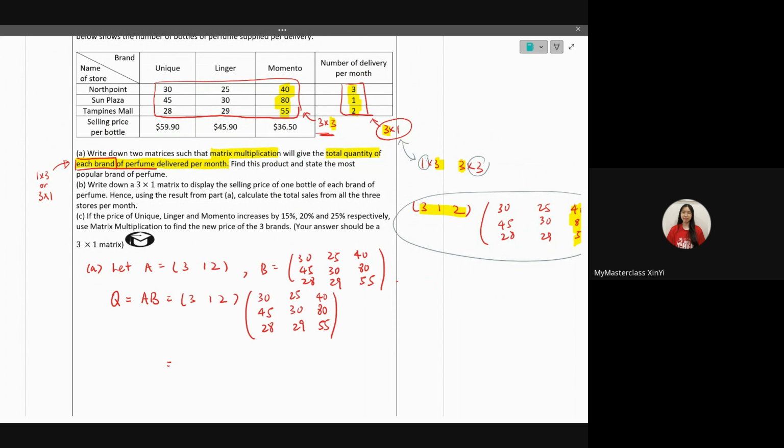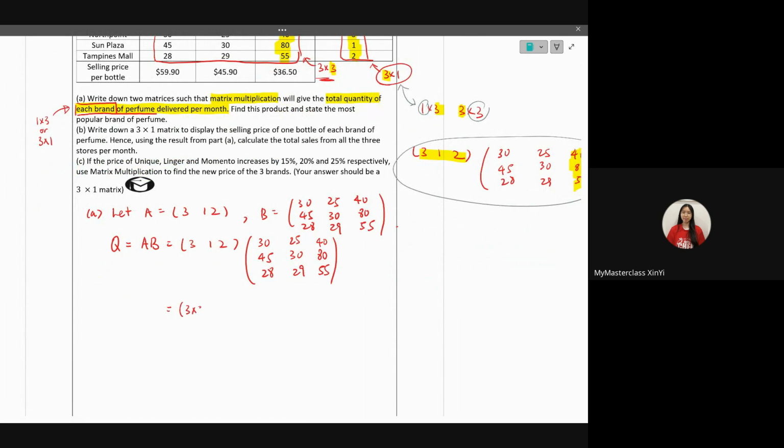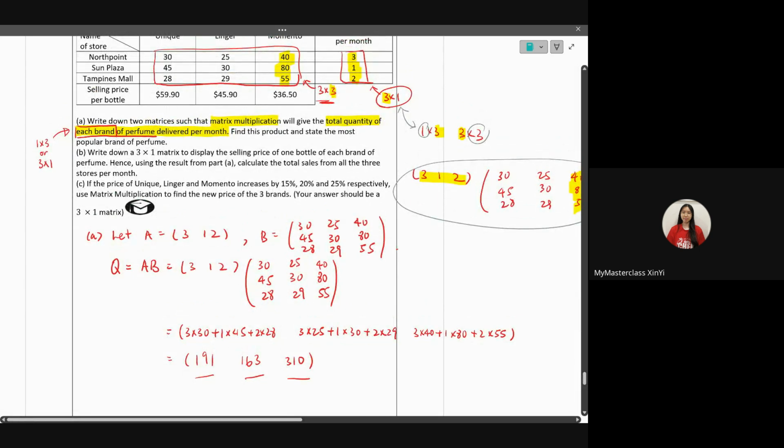So let's do this. Over here, 3 times 30 plus 1 times 45 plus 2 times 28. Then for your second entry, which is your first row, second column, 3 times 25 plus 1 times 30 plus 2 times 29. Then your first row, third column, 3 times 40 plus 1 times 80 plus 2 times 55. Then you are going to have 191, 163, 310. So this represents the total quantity of Unique, Linger, and Momento perfume delivered per month.